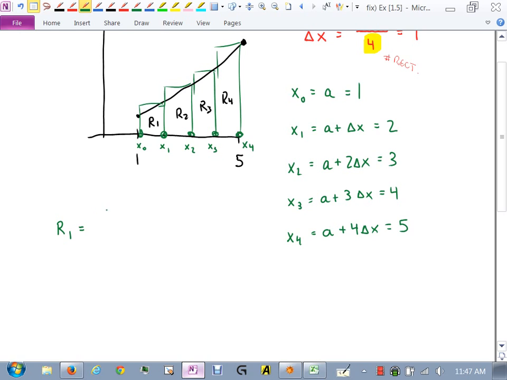Let me write it as the formula first. It should be f of x1 times, that's the height, delta x. What is f of x1? That's f of a plus delta x, right? Times delta x. But what was a plus delta x? 2. So f of 2 times what was delta x? 1. What's f of 2? 4 times 1, so 4. That makes sense?